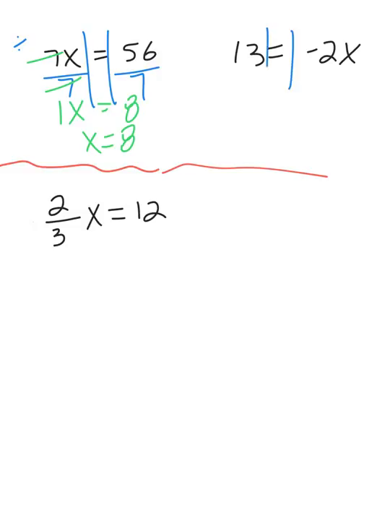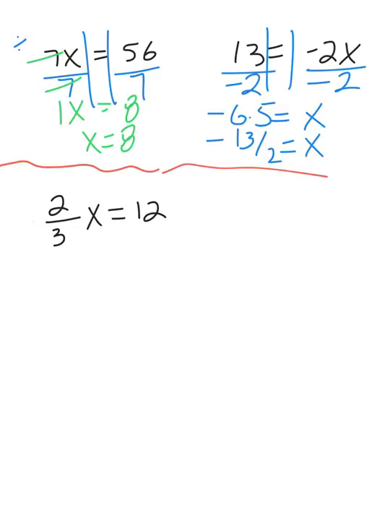Sometimes we might have a decimal or a fraction. It's improper. It's okay. 13 equals -2x. You're going to divide both sides by -2. X equals -6.5 or -13/2. That's okay as well.